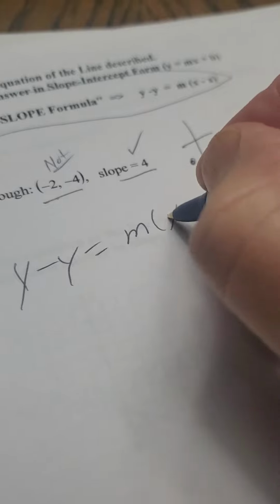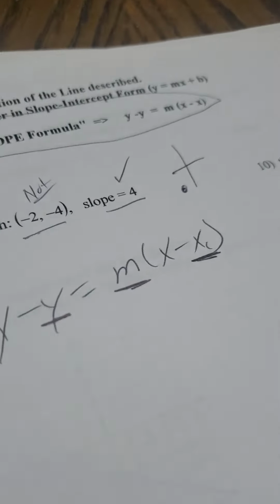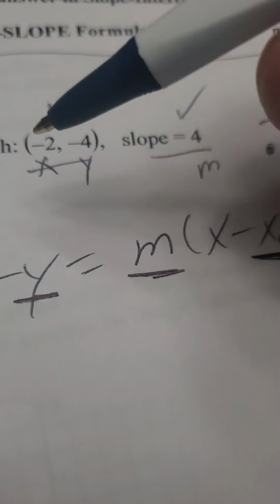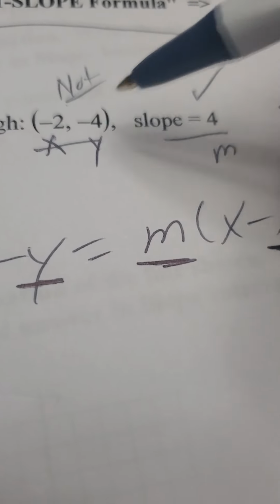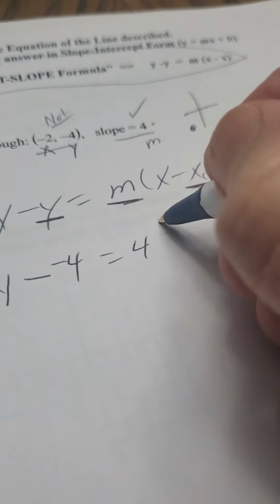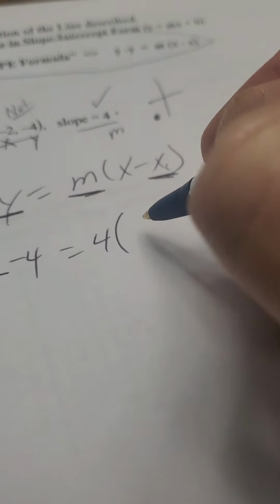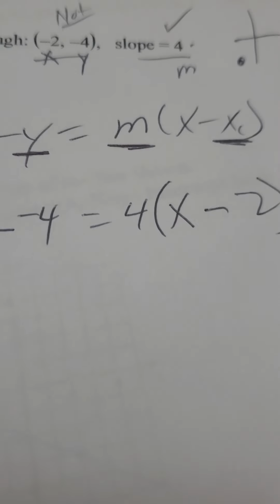Okay, let me write it down. Here's the three things you plug in for. This is x, this is y, this is m. X, y, m. The y stays, the minus stays. I plug in a -4. Slope is +4. That x stays, that minus stays, and I plug in a -2.